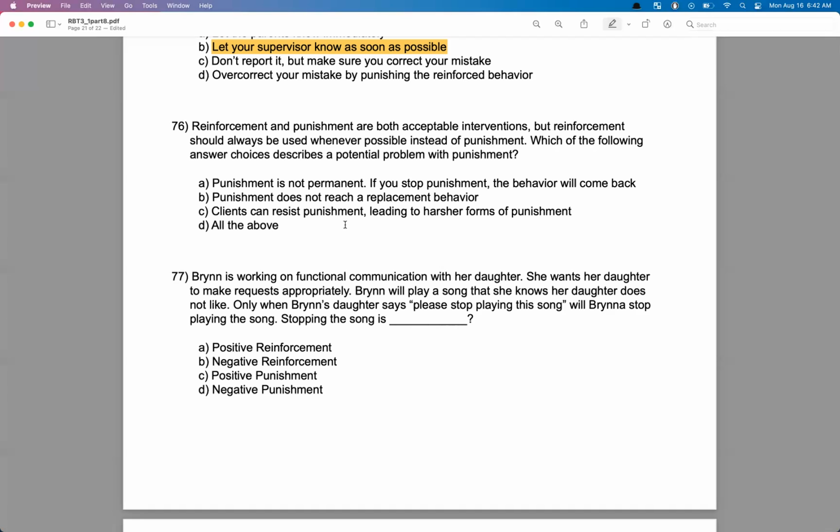All of these are reasons why reinforcement should be used whenever possible instead of punishment. Okay, why not always? While it's not always possible, it should be our first go-to when possible. Okay, so A, B, and C are all potential problems with punishment.